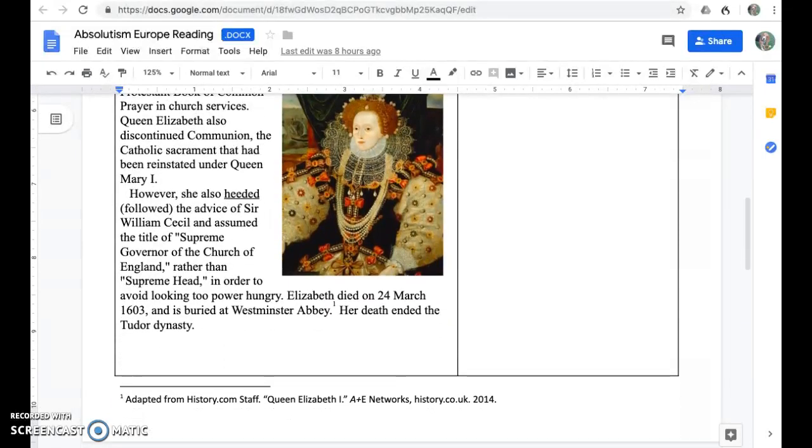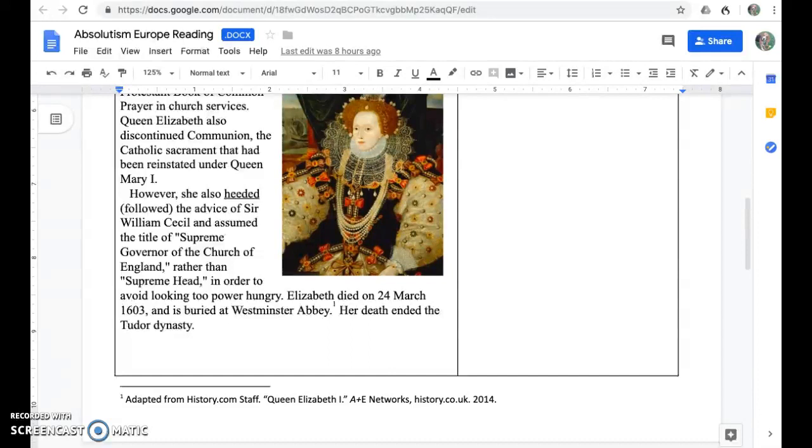Queen Elizabeth also discontinued communion, the Catholic sacrament that had been reinstated under Queen Mary I. However, she also heeded or followed the advice of Sir William Cecil and assumed the title of Supreme Governor of the Church of England rather than Supreme Head, in order to avoid looking too power-hungry.